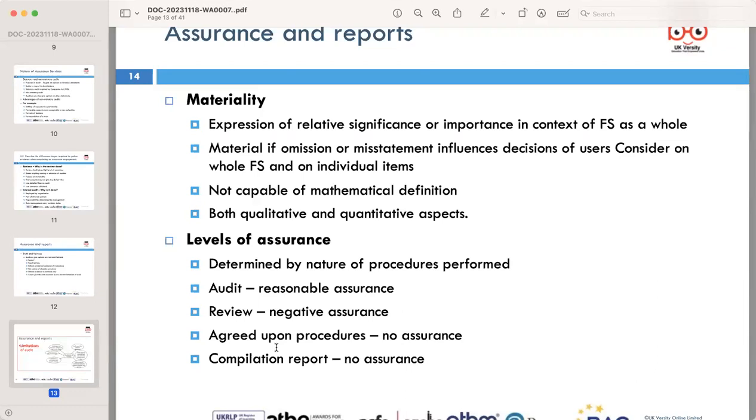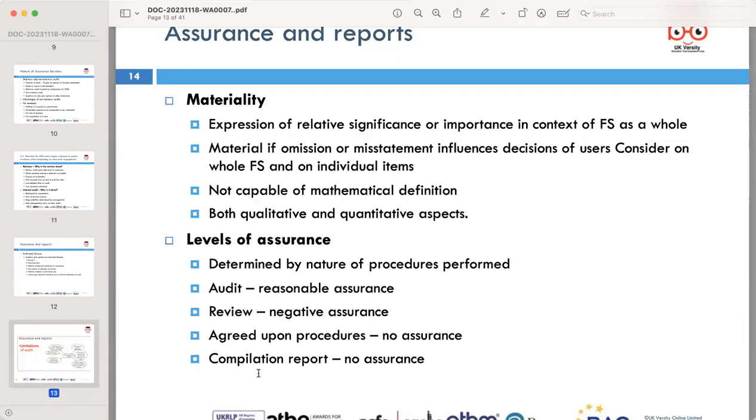Review: negative assurance. Negative assurance is less intense. It's like checking things over to make sure nothing stands out as wrong. We provide negative assurance here, which means we did not find anything that seems off. Agreed upon procedures: non-assurance. Here we are not giving any overall assurance. Instead, we are just following certain procedures that we have agreed upon, without making a judgment on the overall accuracy of the financial statements.